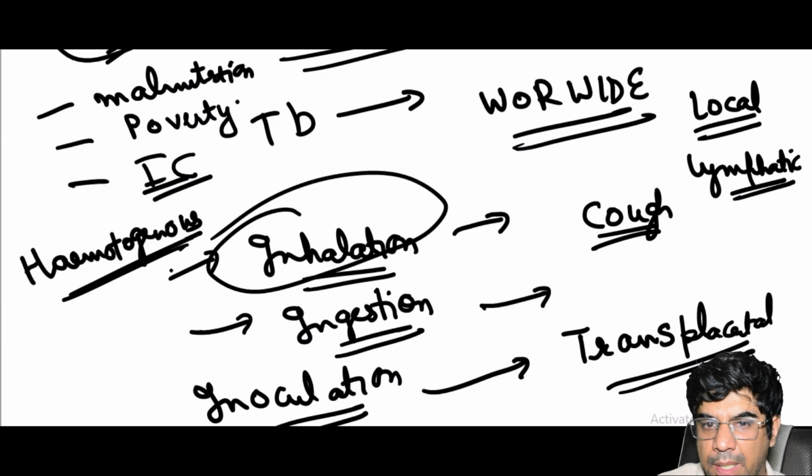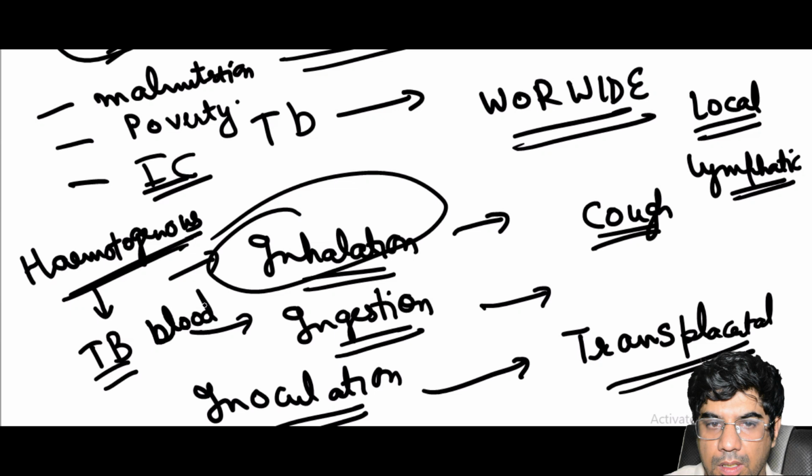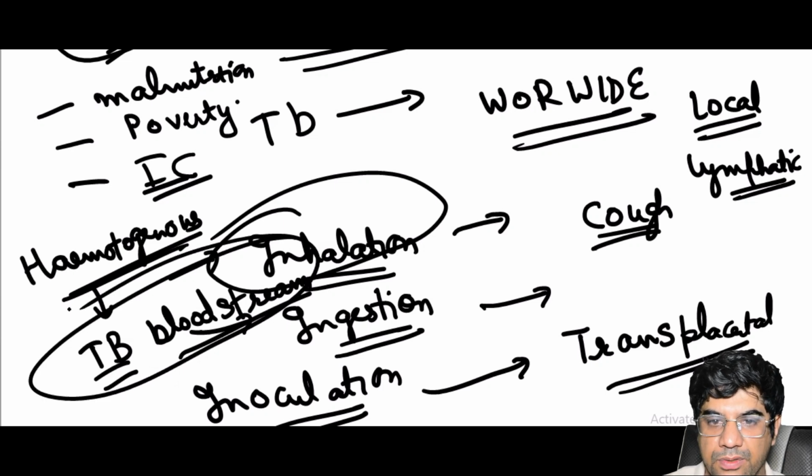What is miliary tuberculosis? It is when the tubercle bacillus spreads through the bloodstream and causes tiny lesions in multiple organs. That is known as miliary tuberculosis.